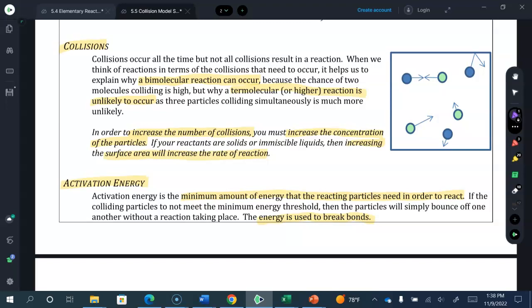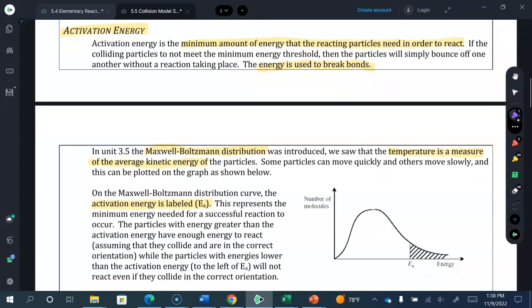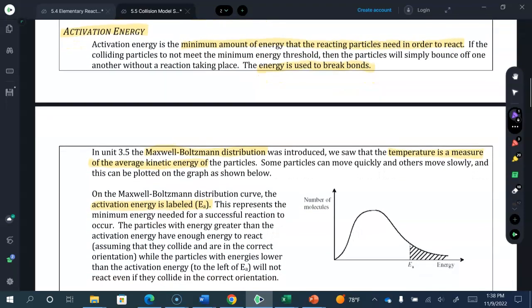Now looking at activation energy, which is the minimum amount of energy that the reacting particles need in order to react. If the colliding particles don't meet a minimum energy threshold, so they don't have energy equal to or greater than the activation energy, then the particles will simply bounce off one another without a reaction taking place. The energy is used to break bonds. You have to have enough energy available to break the bonds.